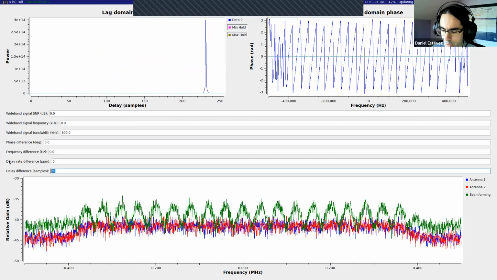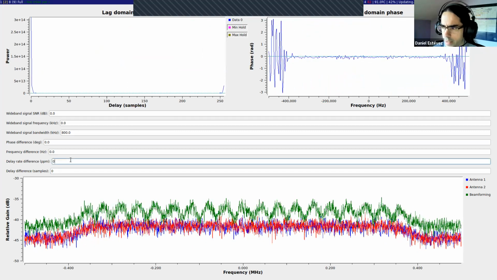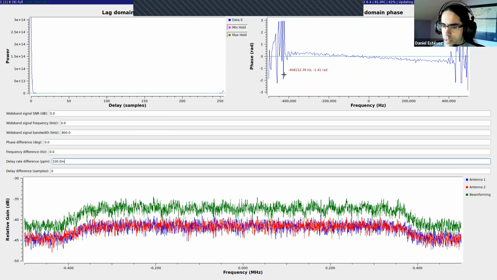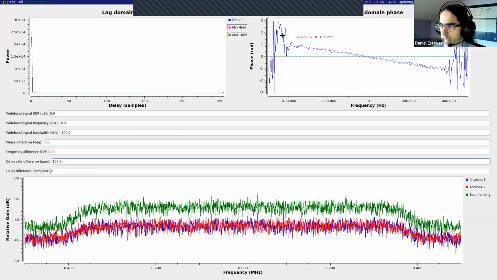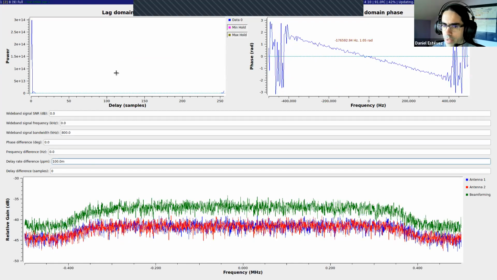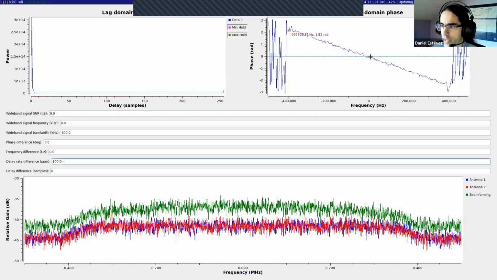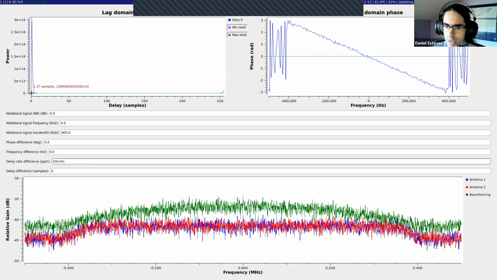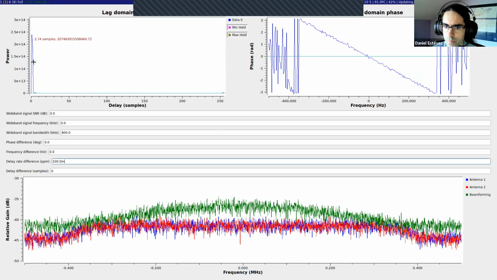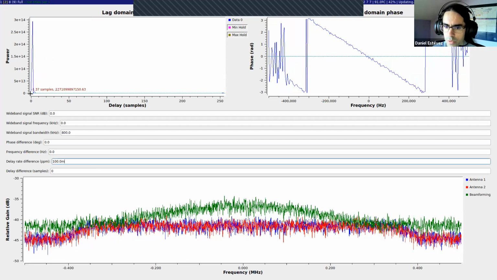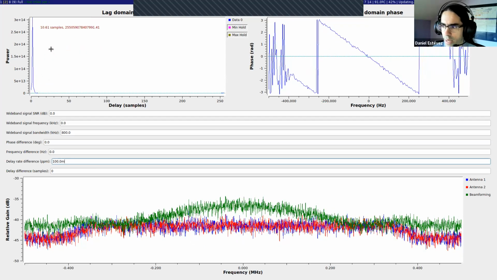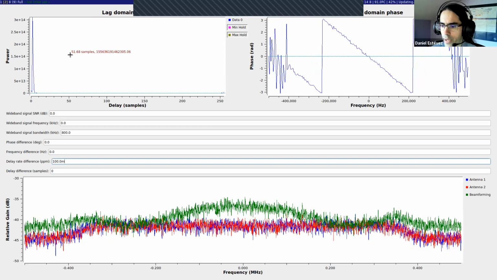And we can see how this looks like if I go and change this smoothly with a delay rate difference. We can see that this is increasing now in the other direction. So now we can see the peak moving, and it's moving from 0 to 1 sample, 2 samples, etc., etc.